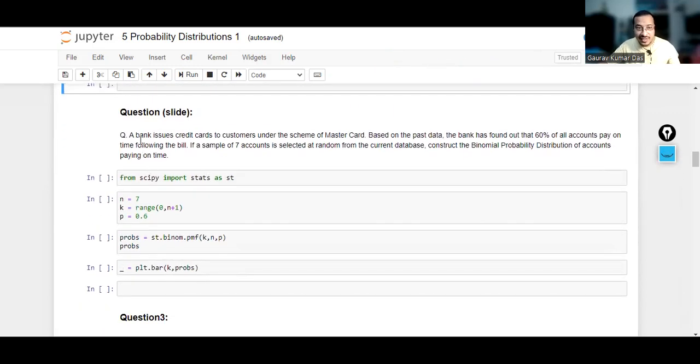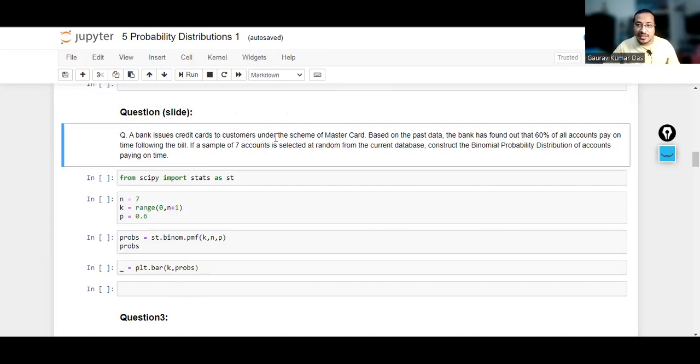So let's take an example, which we have already covered in our slides. There we had used this formula and drawn the probability distribution curve. You can refer back to the slide in the previous video if you want to. So a bank issues credit cards to customers under the scheme of MasterCard. Based on the past data, the bank has found that 60% of all accounts pay on the following bill.